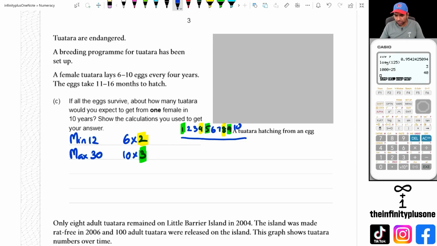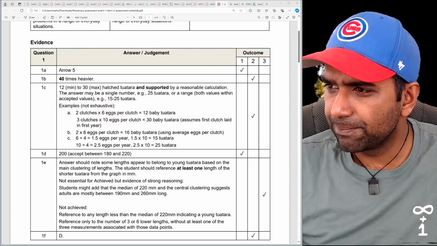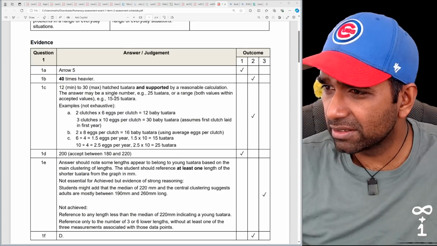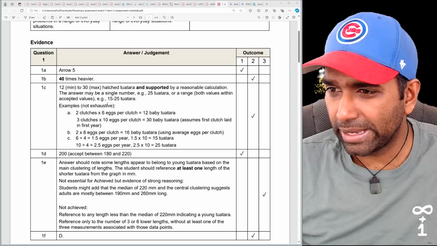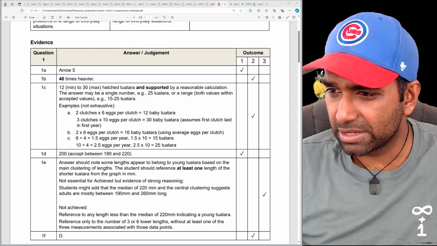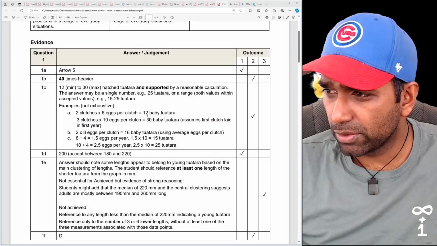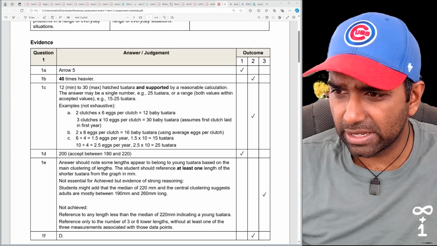Just wanted to show you folks the schedule. As you folks can see, we've got 12 to 30 and supported by reasonable calculation. They say the answer may be a single number, but I would always put a range, and it'll also give you some reasoning behind it. These are some examples of how they got between 12 to 30. And again, they talk about that first clutch laid in the first year.